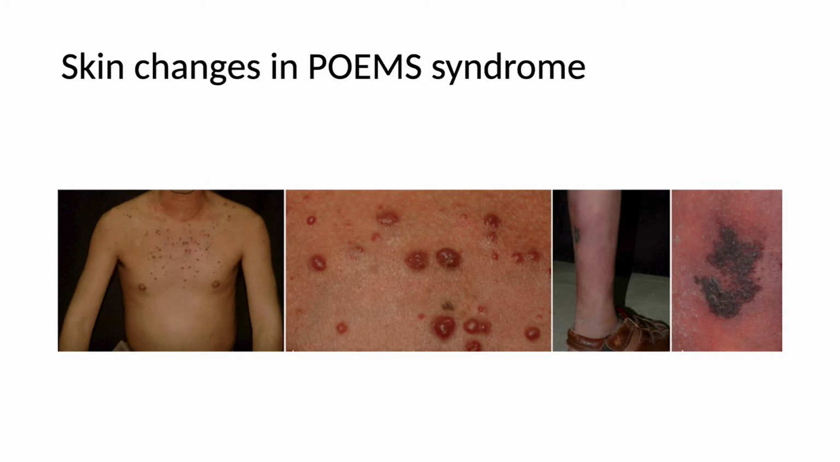So this is a picture, skin changes of a patient with POEM syndrome. You can see the skin lesions here, which are papules which are erythematous, and some hyperpigmentation here associated with maculopapular lesions.